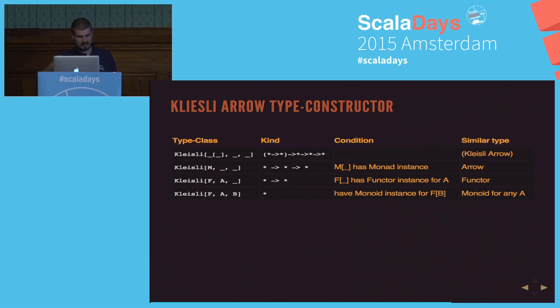Next, if we have a functor instance for our F, F for A, it means the type reduces to a type that looks like a functor. A similar type is a functor and behaves like a functor. And if we have a monoid instance for F, like for F B, it means that with a monad instance for F A and monoid for F B, then the type is fully reduced and it will be a monoid for any type A.